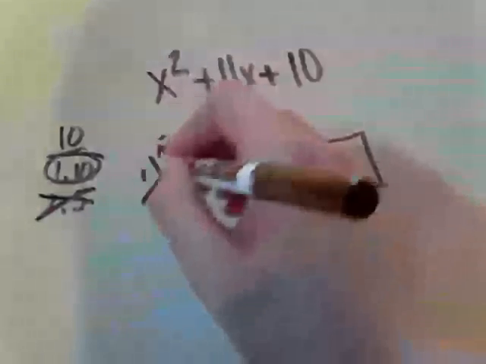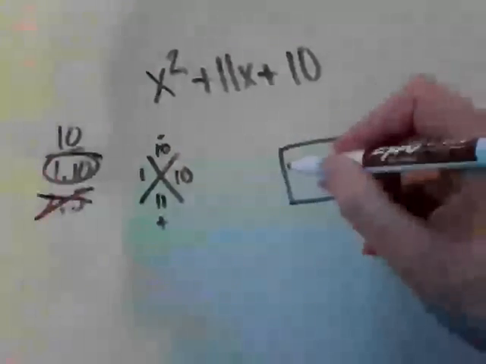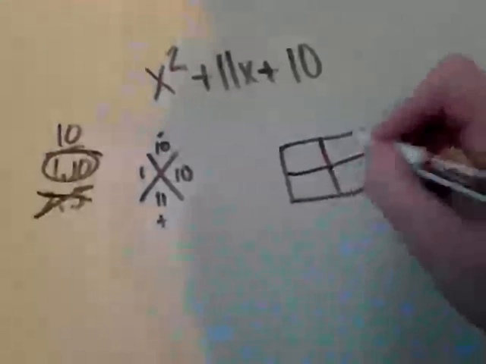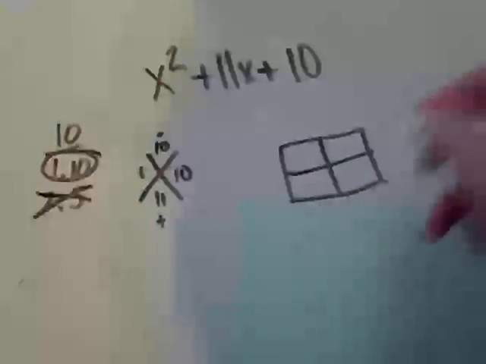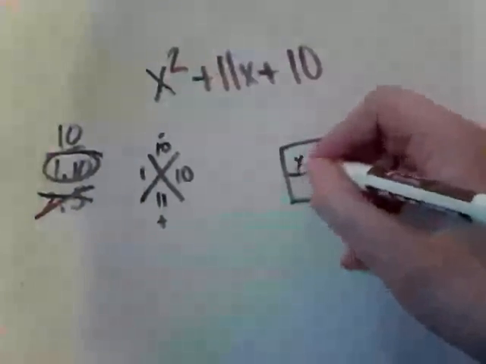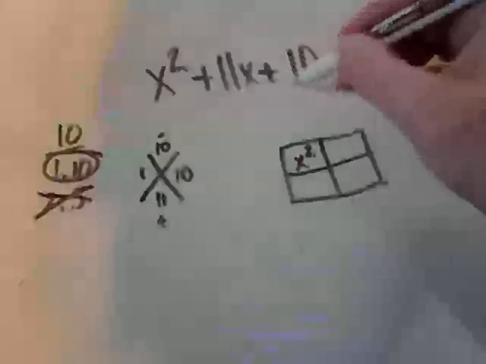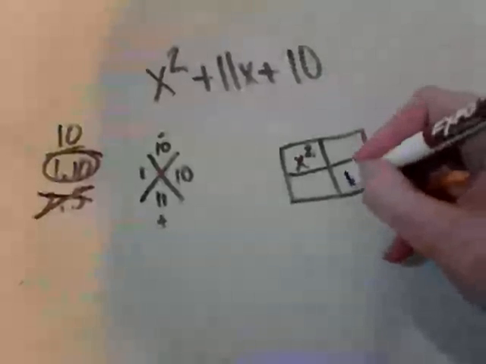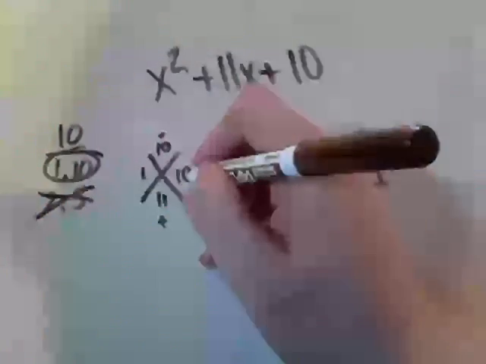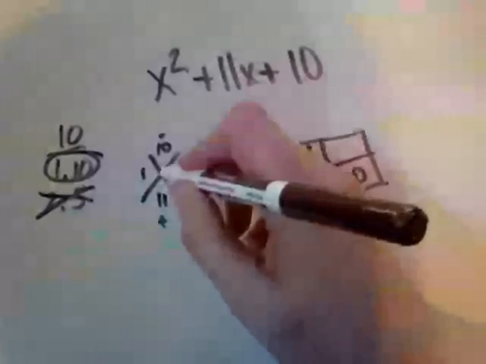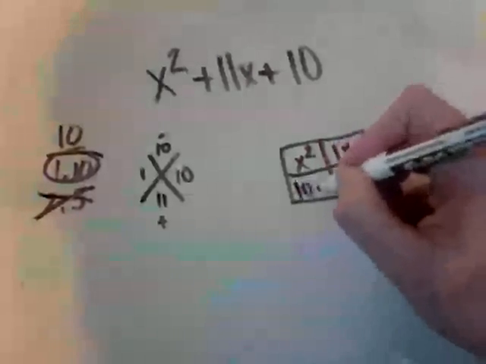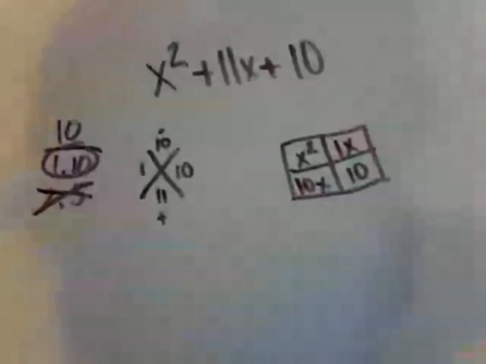So we're going to take those two numbers that we just found, the 1 and the 10, and we're going to include those in our box. Notice that inside of this box, I've created 4 little spaces. We're going to take the first term from our problem, the x squared, and put it in the first box. The last term, the 10, goes in the last box. And the two numbers that we just found, the 1 and the 10 from over here, well, those are coming from the x. So we're going to put 1x and 10x in those boxes.